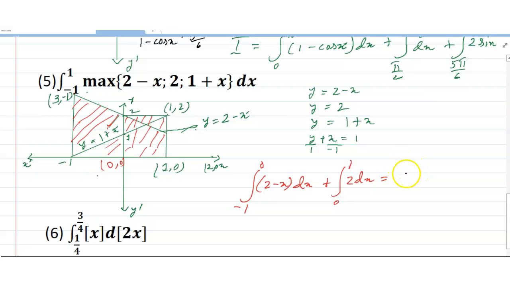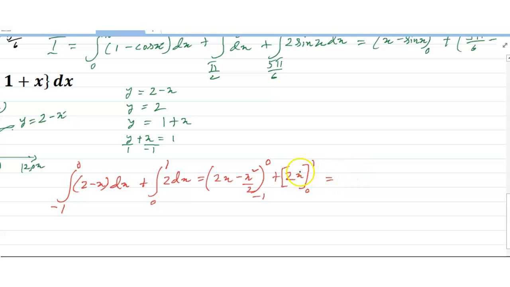So whatever I get, 2x minus x square by 2 into minus 1 to 0 plus 2x into 0 to 1, and putting this value, whatever I get, 2 plus 1 by 2 plus 2. Sorry, this value is plus 2 and this value is also plus 1 by 2, and I get the value is 9 by 2.